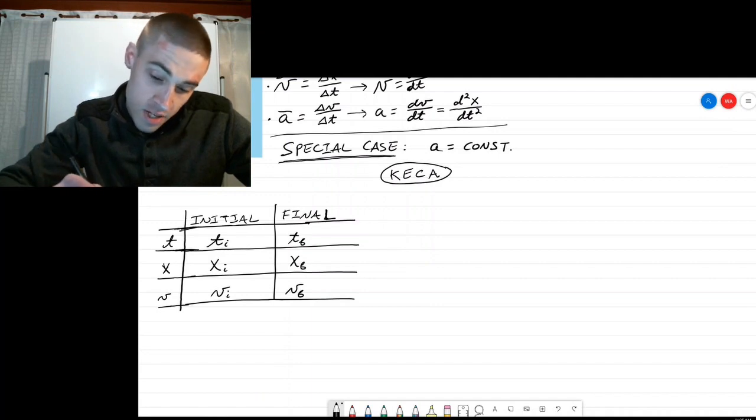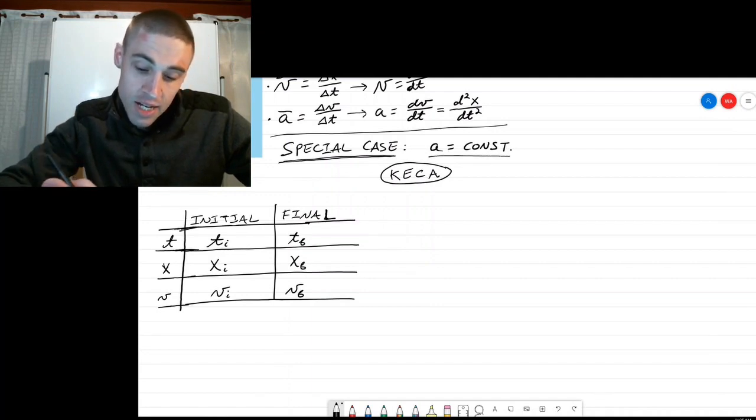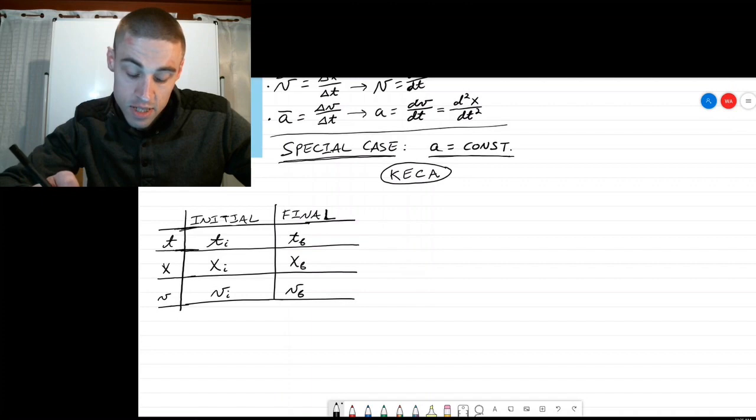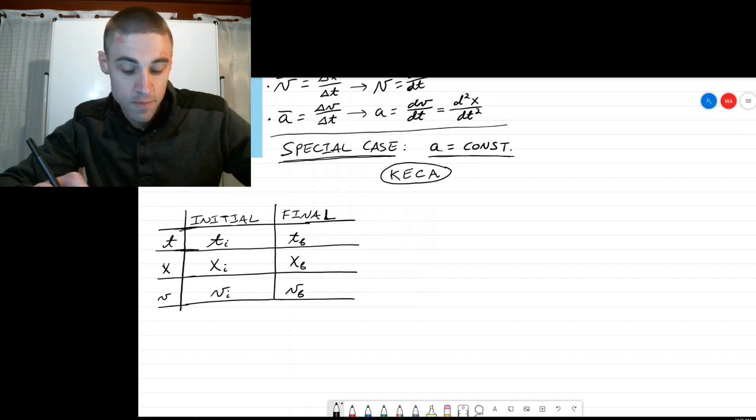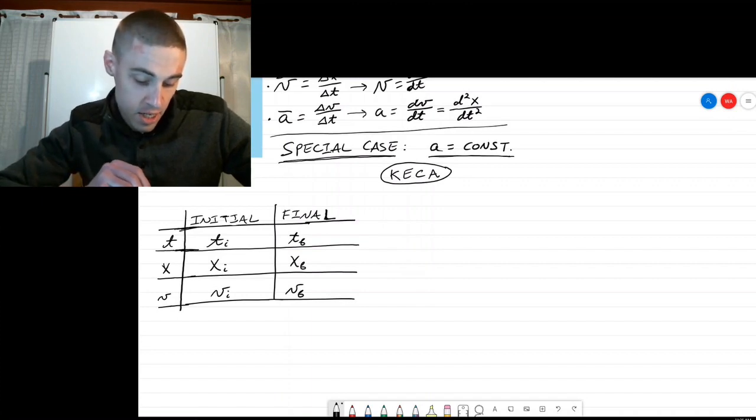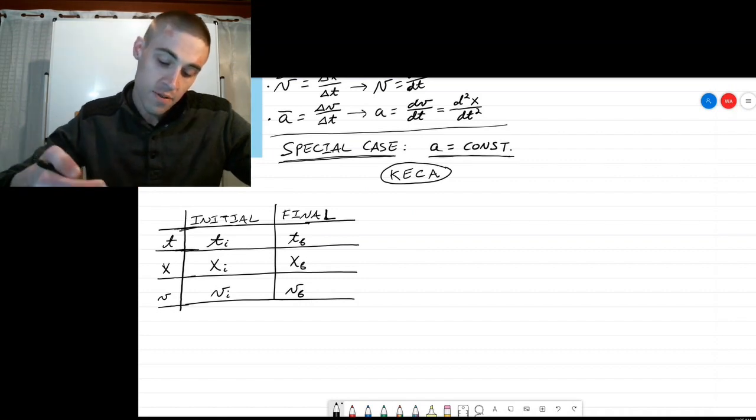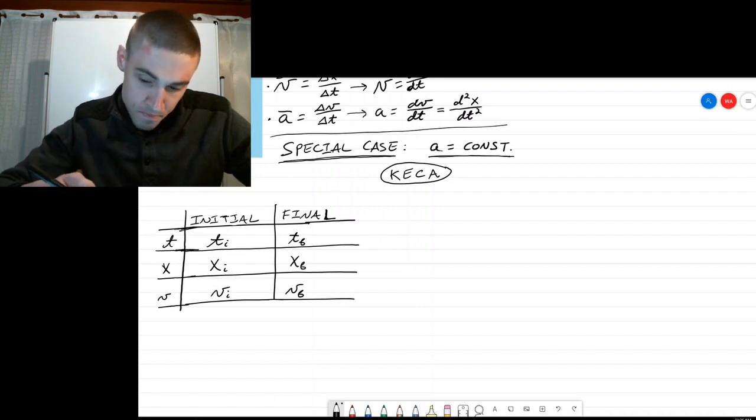But one thing to keep in mind is that these are only applicable when acceleration is constant. So if acceleration is not constant, you cannot use these equations. Okay, let's talk about an object then that starts out at some initial time, ti, and goes up to some final time, tf. Its position starts out at xi and goes to xf, and its velocity starts out at vi and finishes up at the final velocity of vf.